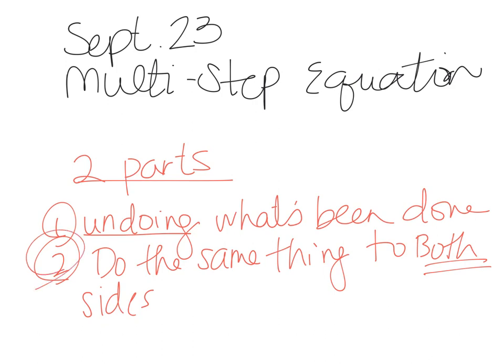Okay, and this number two thing is do the same thing to both sides. You gotta balance it out. So if you're gonna subtract on one side, you gotta subtract on the other side. If you're gonna add on one side, you add on the other side, and so forth. Two things you gotta remember when solving any kind of equation. Okay?